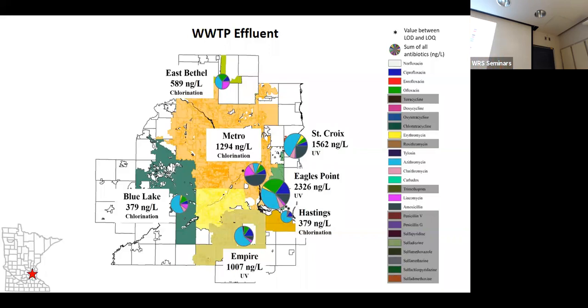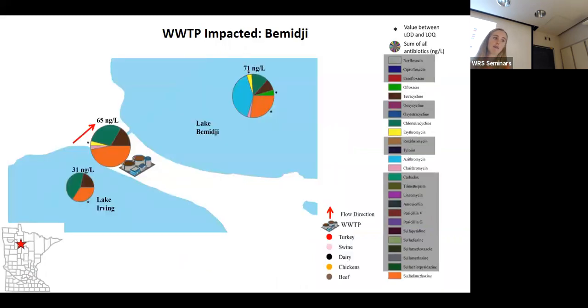Moving on to wastewater treatment impacted places, we have Bemidji. So this is in the north of our state. And you can see that there are some similarities in some of the antibiotics that are found throughout this. We're going from upstream to downstream. But there are slight differences. So we see that also the antibiotic concentration increases from upstream to downstream.